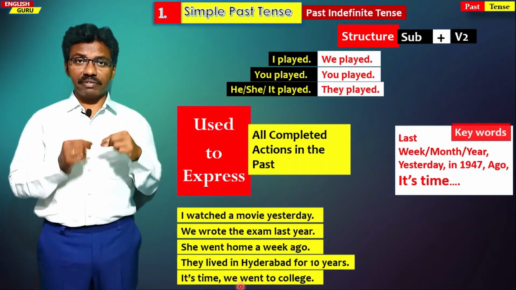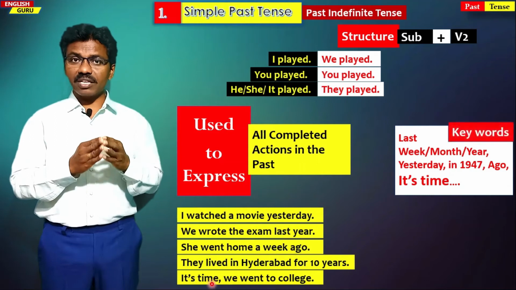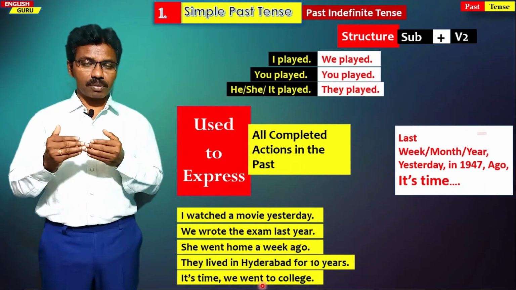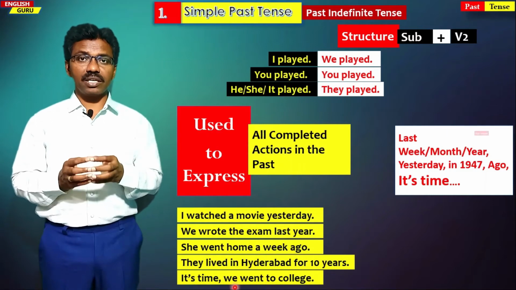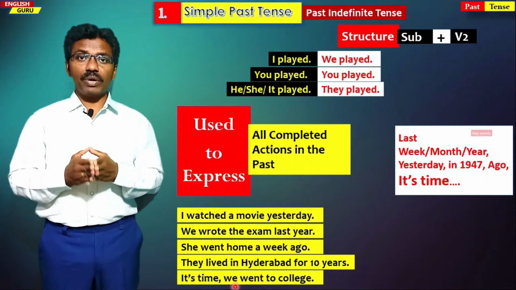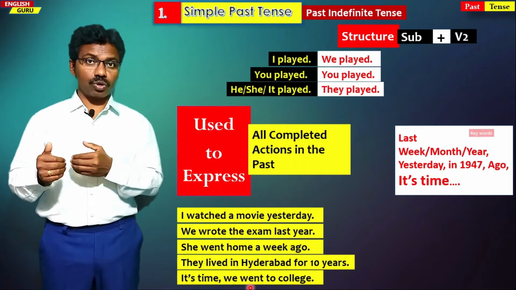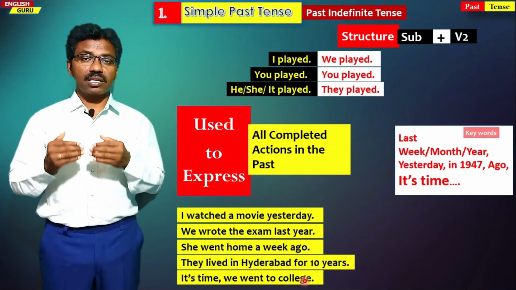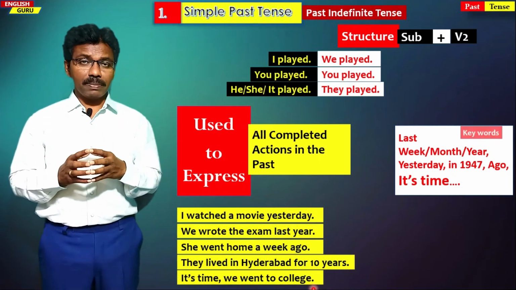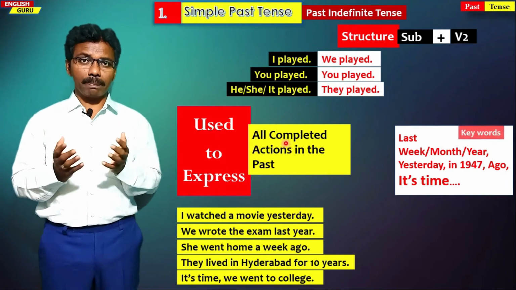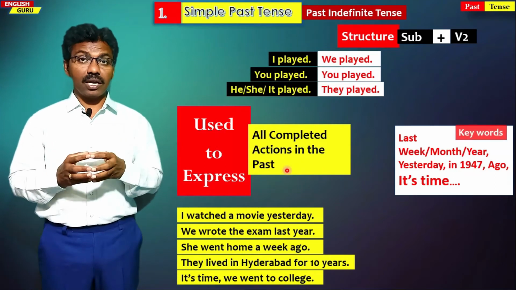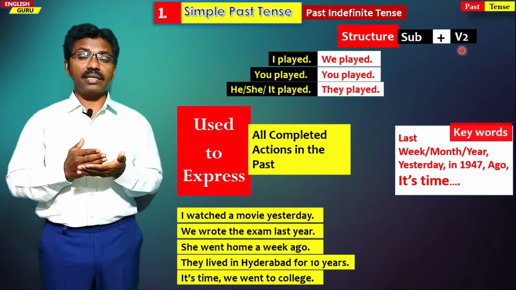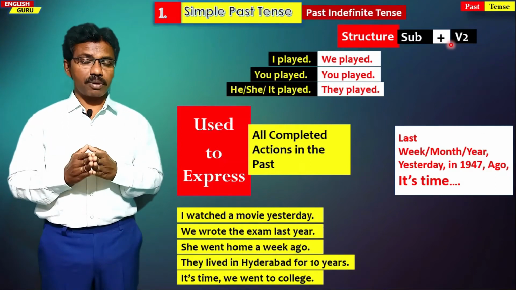No, that's wrong. Whenever we use the it's time phrase, there should be verb to, second form of a verb, that is past form of a verb. That is the reason here we say it's time we went to college, not we are going to college. So it's time we went to college is the right expression in the simple past tense. So simple past tense is used for all the completed actions in the past, and the structure is very simple, that is the subject and verb to, past form of a verb.